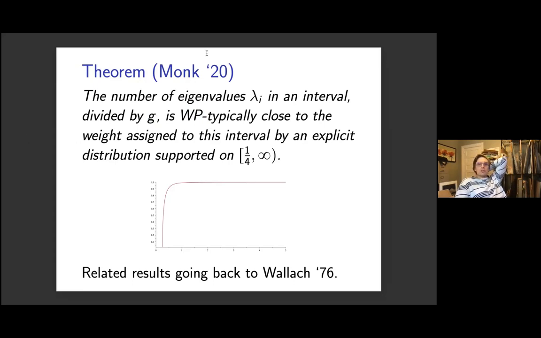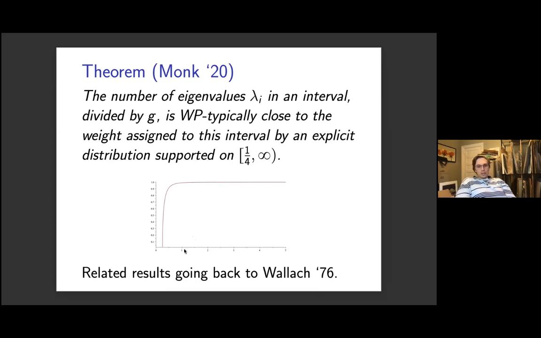Okay, this exact result was proven by Monk in 2020. Results of this form go back a very long time, at least to Wallach in '76. The number theorists would call a result like this a limit multiplicity formula. The physicists would call it a density of states result. And the distribution you get goes back to the 70s. It's pretty clear what to expect. So again, you get this distribution.